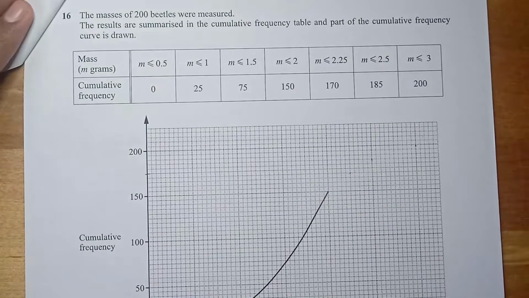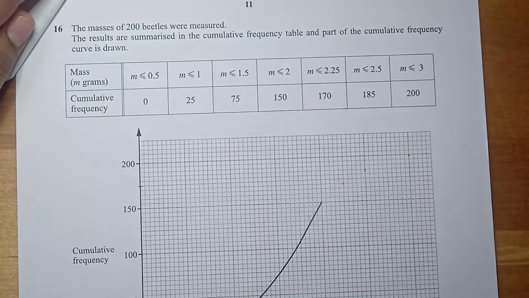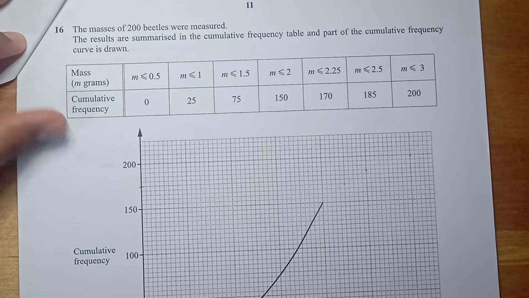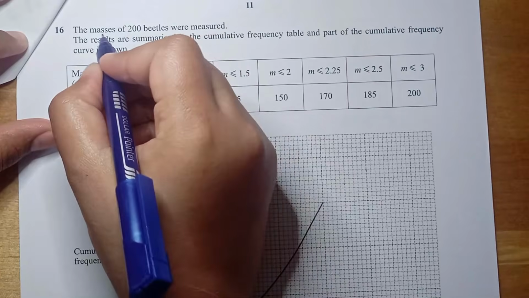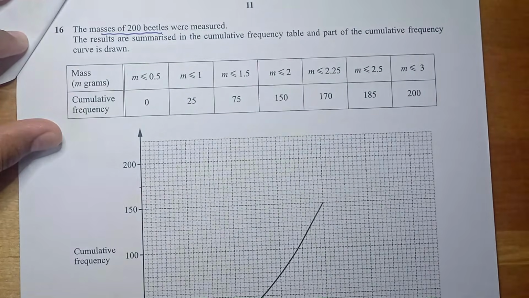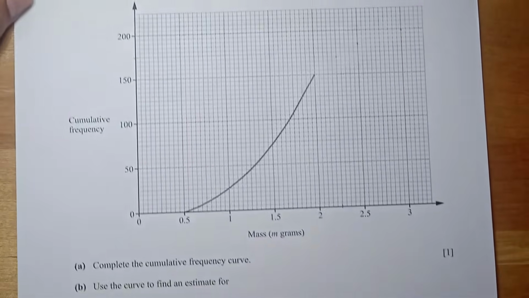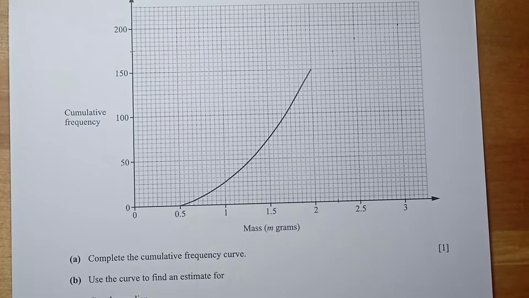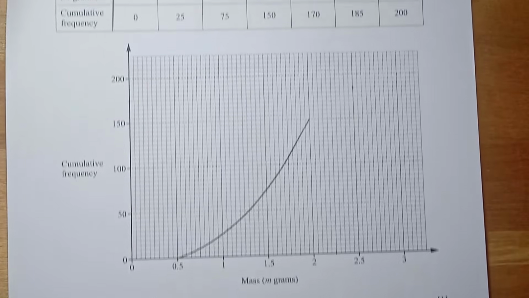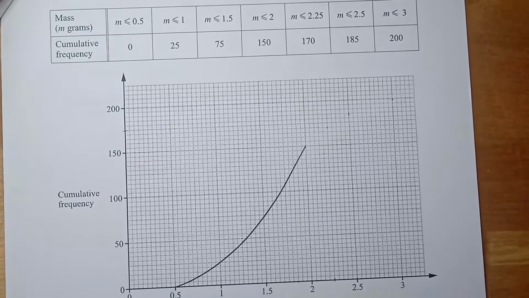Okay, question number 16. The masses of 200 beetles were measured. So the total number of beetles is 200. The results are summarized in the cumulative frequency table, and part of the cumulative frequency curve is drawn. So masses in milligrams and cumulative frequency are given in the table, and in part A, complete the cumulative frequency curve.